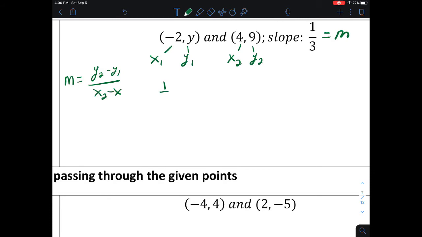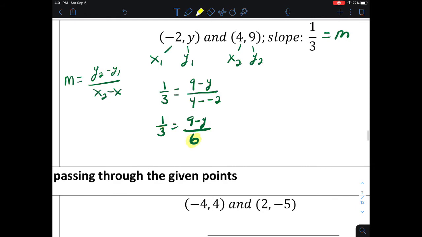So we have 1 over 3 is equal to 9 minus y over 4 minus negative 2. So I put y2 and y1 in and x2 minus x1 in. We have 1/3 equals 9 minus y over 6. Now, we don't have as easy of a problem as we did before here because the bottoms are not the same. See how the bottom on the right-hand side is 6 and the bottom on the left-hand side is 3. So I would need to do a little bit of work here first.